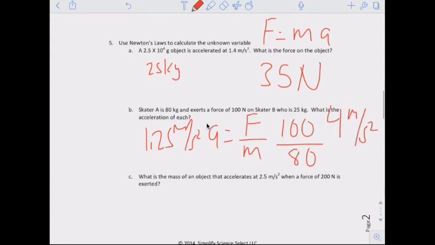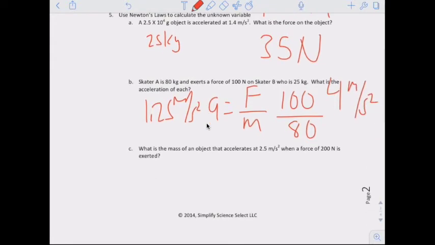Now in the next one, it says, what is the mass of an object that accelerates at 2.5 meters per second squared when the force is 200 newtons? So think about your equation.